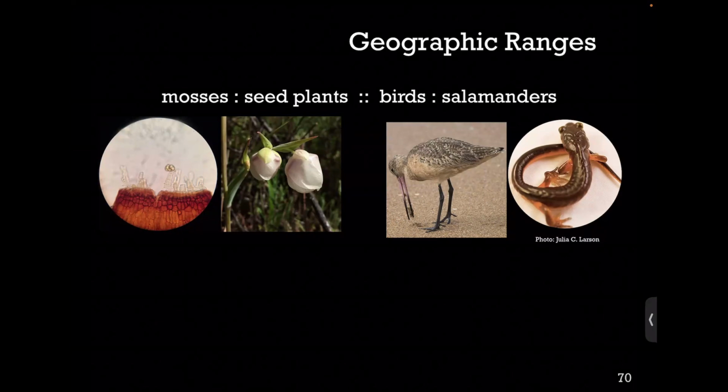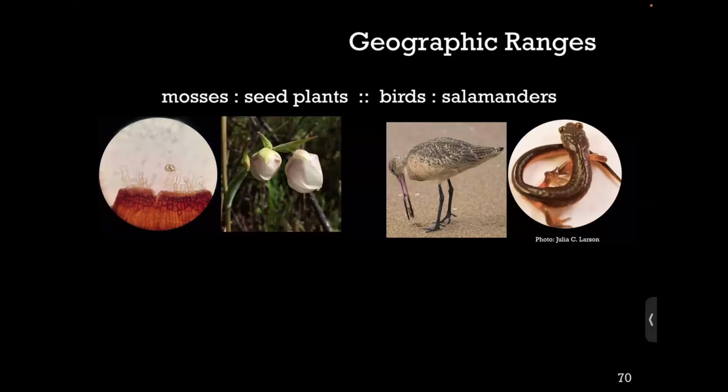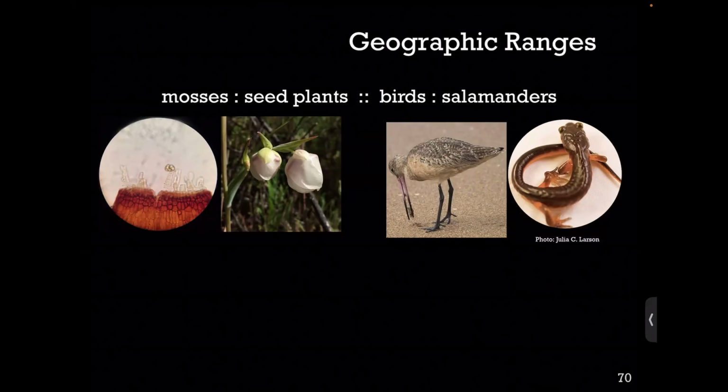So the spores tend to be able to live a long, long time and suffer the slings and arrows of outrageous fortune. And they're tiny. They can blow all over the place, even from continent to continent. And so I think there's kind of a neat little simile here that you can make about the geographic ranges. I think that mosses are to seed plants as birds are to salamanders.